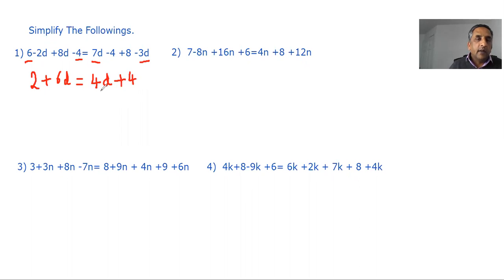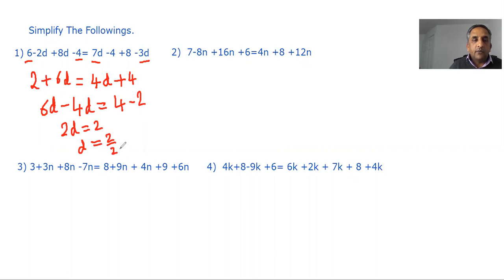So what we are going to do is bring all the d's on one side, all the numbers on one side. You know, the one we did in the previous video. So 6d is here. We can move plus 4d to the other side, it turns into minus 4d, is equal to 4 minus 2. Take 4 from 6, we get 2d is equal to 2. So d is equal to 2 divided by 2. It means d is equal to 1. So this will be our answer for question number 1.